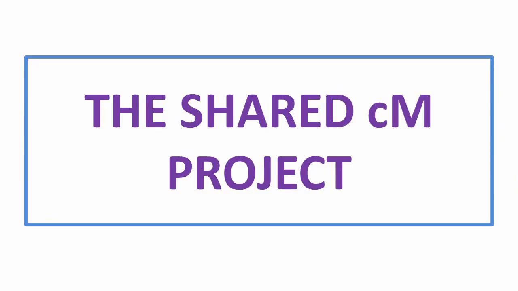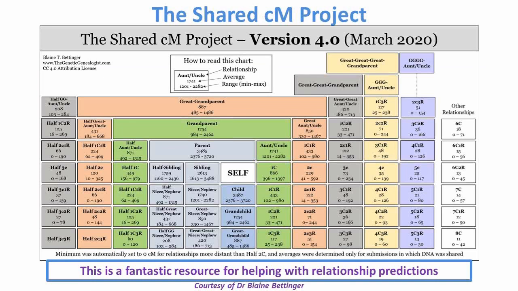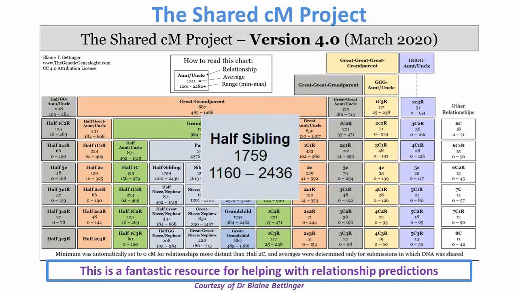But as I say, think in ranges, and the best resource for this is the Shared Centimorgan project run by Dr. Blaine Bettinger. It's a fantastic resource for helping with relationship predictions. Over 60,000 people have submitted their own data for matches. If we look at just one of them, it tells us the average, 1759 centimorgans is the average, 1,160 to 2,436 is the range. So it's a really, really large range that we're looking at.